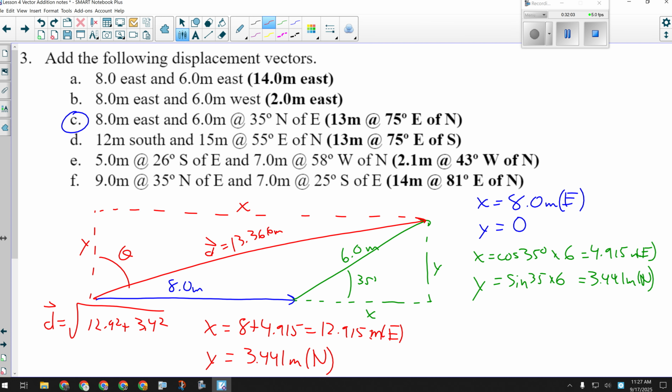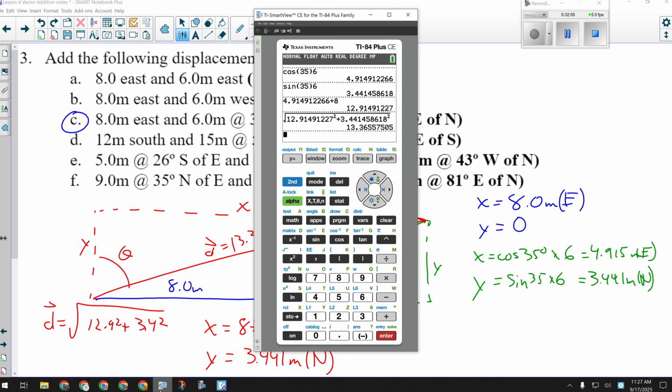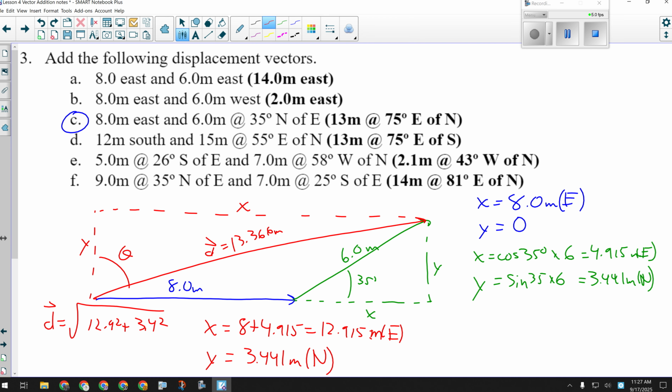And we want to get theta there, so second tan for me, x is over y. So that'll be the 12.91 divided by the 3.44. And I'm getting 75.08 degrees, and for me, that is east of north.